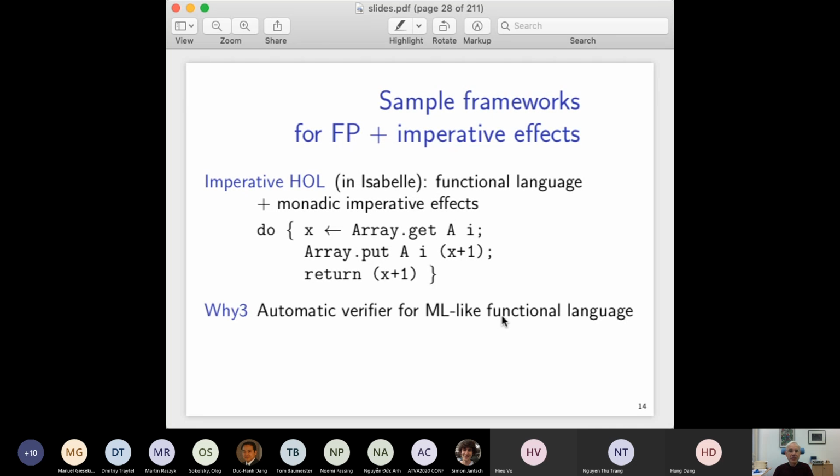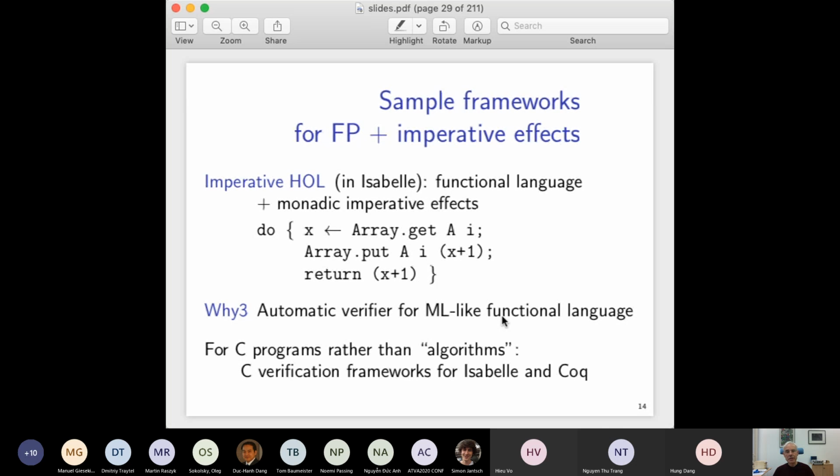Why3 is kind of related, but then again very different. Why3 is a system that doesn't have a theorem prover itself, but it's a programming language, an ML-like functional language with effects, and the system generates proof obligations for automatic back-end provers. The emphasis here is how to translate the programming language proof obligations into proof obligations for an automatic theorem prover like CVC4 or Z3. So these are just two examples.